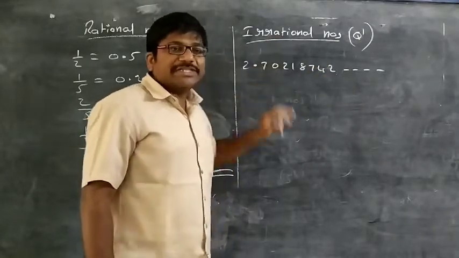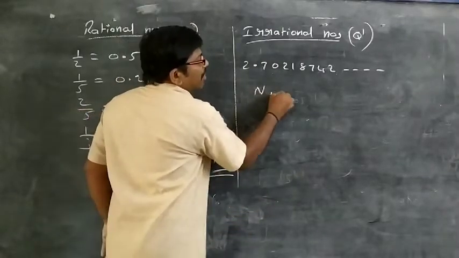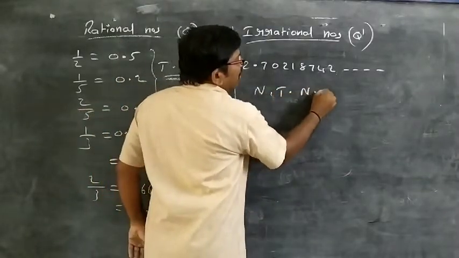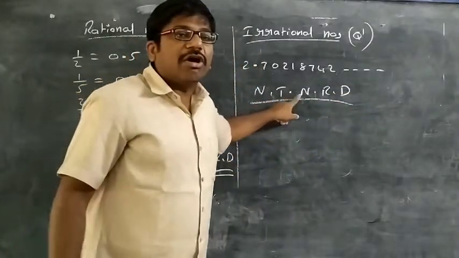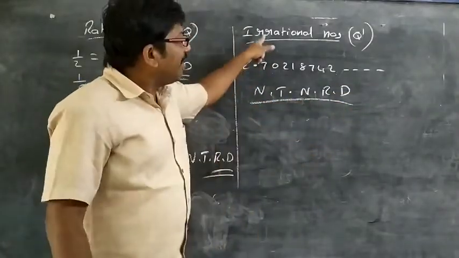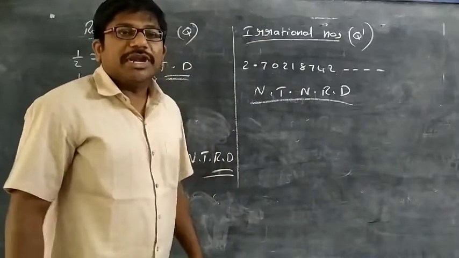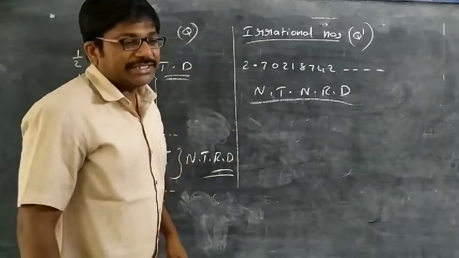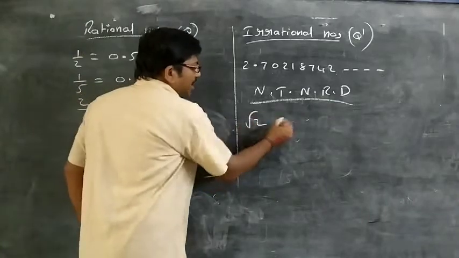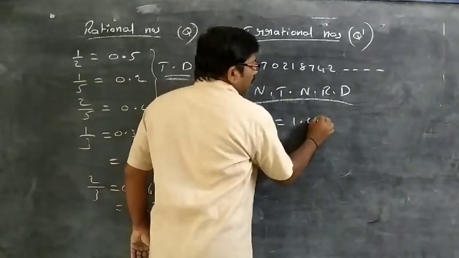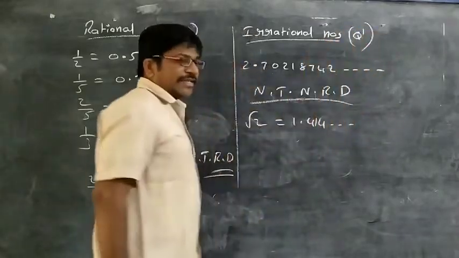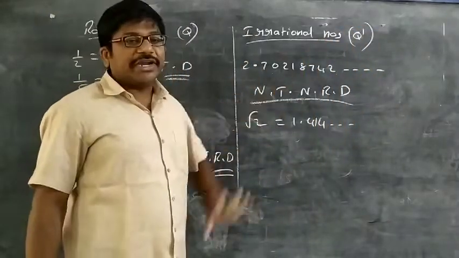So irrational numbers are non-terminating, non-repeating decimals. Irrationals are non-terminating, non-repeating decimals. Next, root 2 is also an irrational. Its value is 1.414 and so on. It is also a non-terminating, non-repeating decimal.